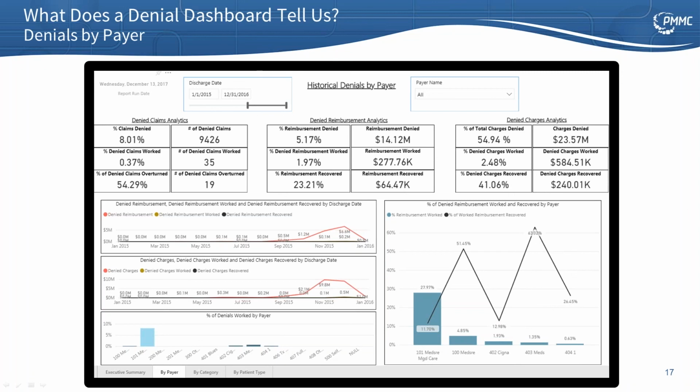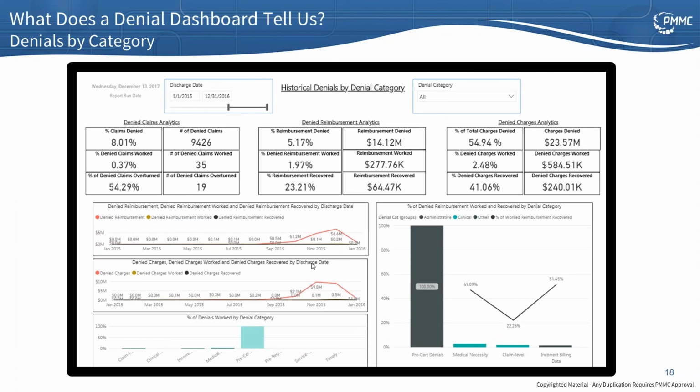The next dashboard is very similar. It is denials by category rather than payer. Again, we have this same bump, but we can really see what is causing the issue and whether or not we're addressing it. So this is showing we're not addressing a lot of the medical necessity denials. We're addressing all of the pre-cert denials. Pre-cert denials, we're working 100% of them. We're only working 5% of our medical necessity and claim level denials. So that might be a problem we'll want to drill into and identify.